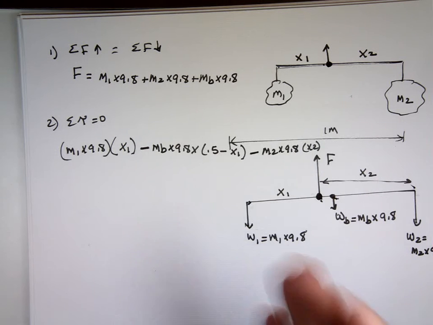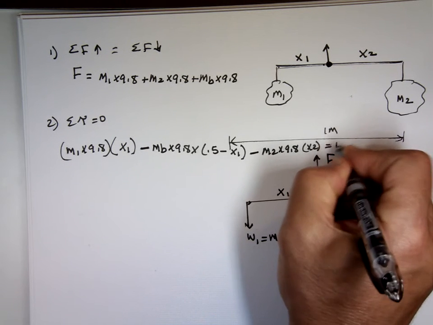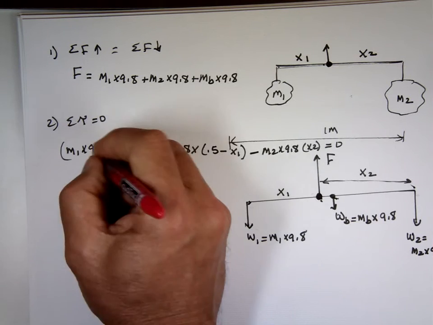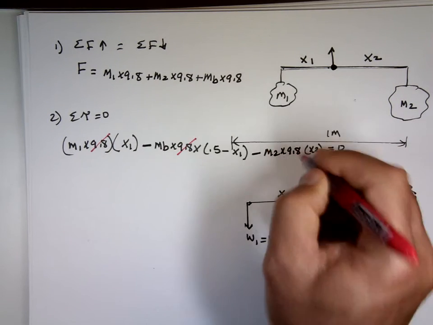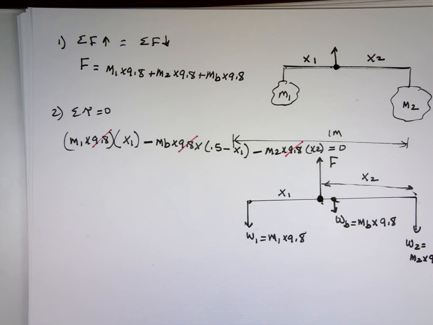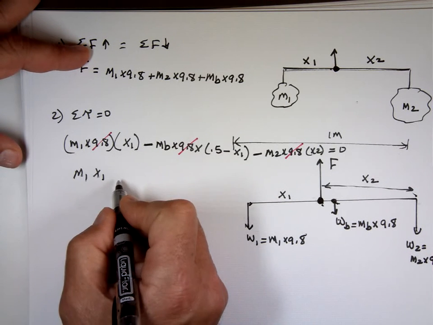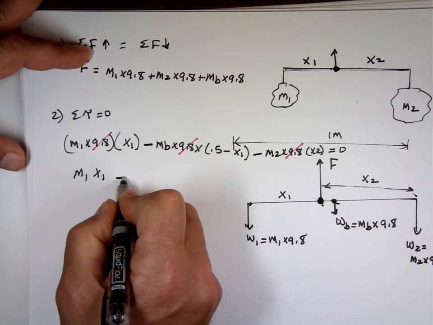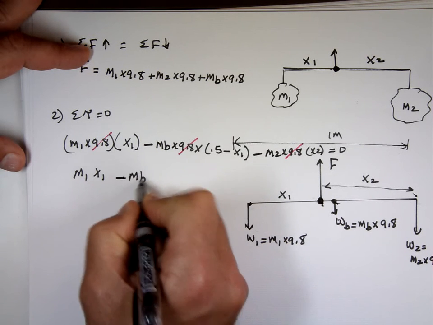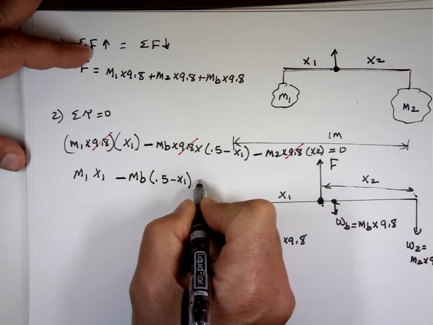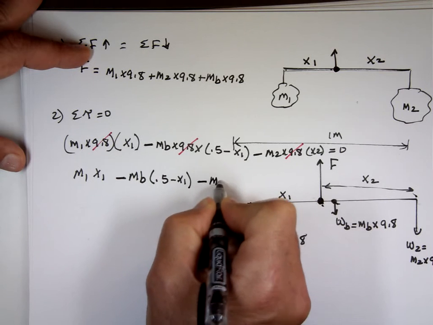What do you notice about this equation? You have the 9.8 showing up in every one of them, right? So you can drop that out because it shows up in every one of them. Mass 1 times x1 minus mass of the beam times 0.5 minus x sub 1 minus m2 times x sub 2.